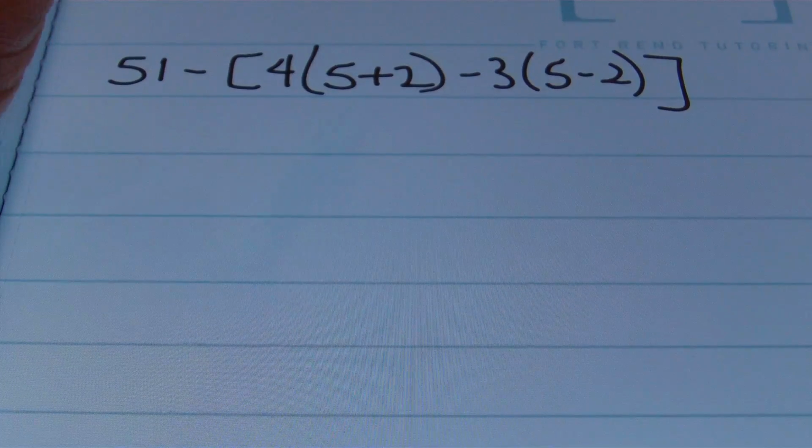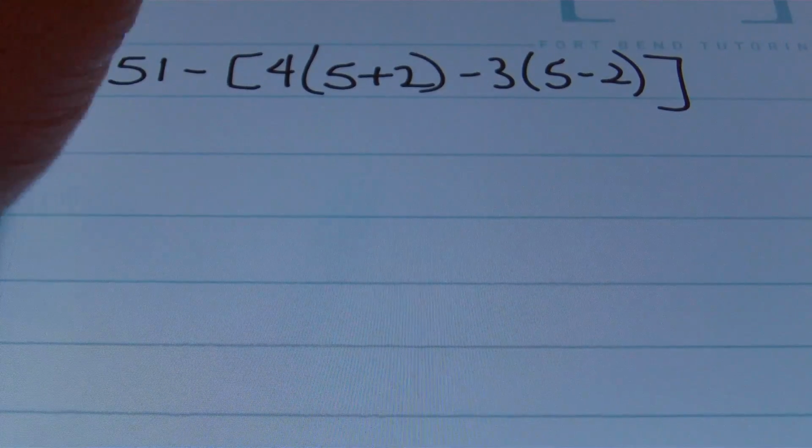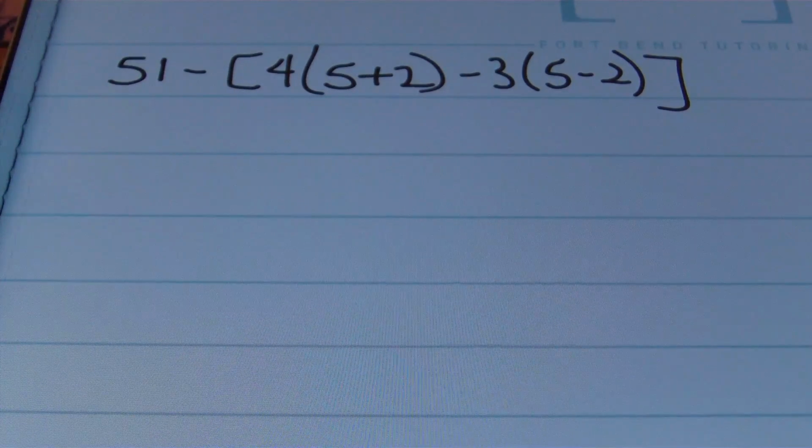And once you're inside the second set of brackets, you start the order of operations over again, and you look for another grouping symbol moving from left to right. And you end up with this set of parentheses right here. So we need to add 5 plus 2.